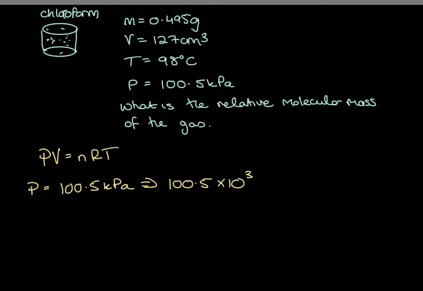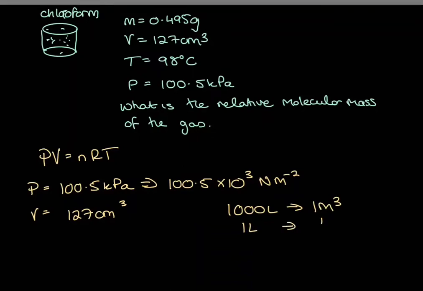You do that by just converting the k to times 10 to the 3, and that's pascals or Newton per meter squared, like that. Okay, the volume is 127 centimeters cubed. Remember the conversion: 1,000 liters is 1 meter cubed. So 1 liter would be 1 over 1,000, literally just dividing both sides by 1,000. 1,000 divided by 1,000 is 1. And there we go.